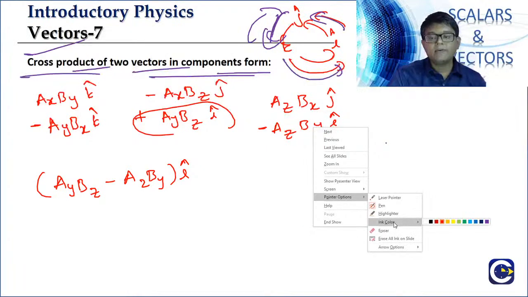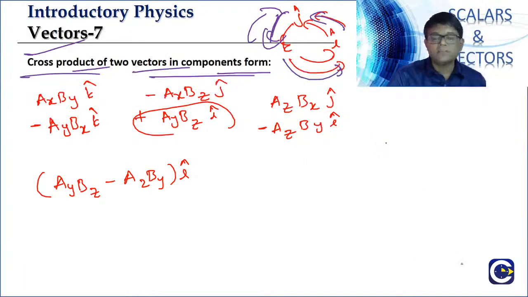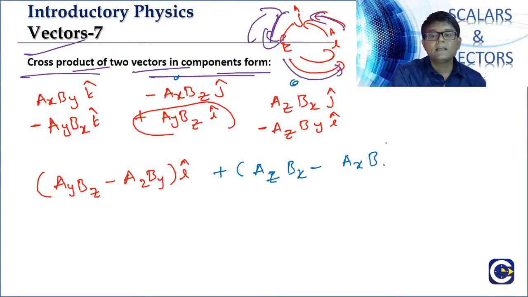Okay, I'll try to write with different colors so that it will be easy for us. Then comes j. Where is j? This is one j, this is another j. Okay, so look at this, guys. Az bx minus ax bz into j.